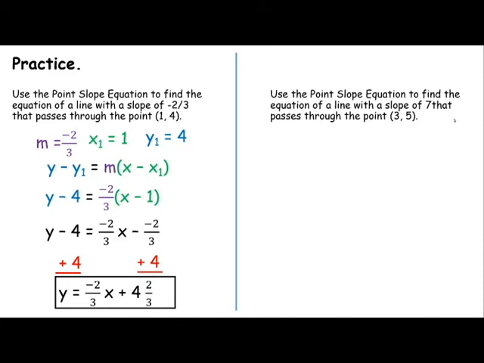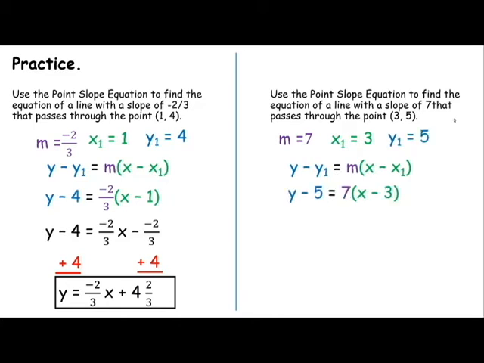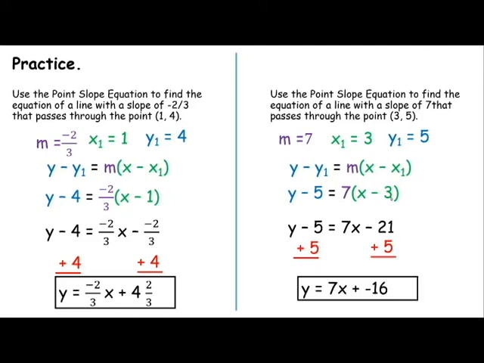I'm going to go ahead and work through this. I start with my pattern. Remember, we always write that down first. I know my slope is 7. I know my only given x is 3. My only given y is 5. And I plug those in. I'm going to take that 7 and distribute it to everything in the parentheses. Then I'm going to add 5 to both sides, and you end up here.